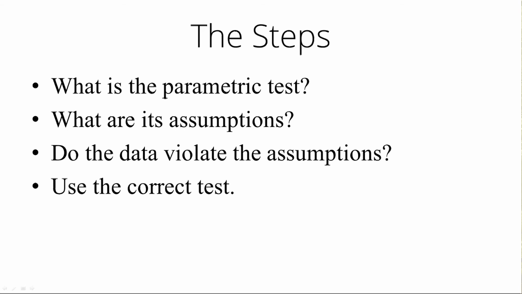First question you have to ask is, what is the parametric test that you would like to use? And we ask this question because the parametric test, if you are allowed to use it, is more powerful than the non-parametric tests. You're able to detect a false null hypothesis much better. But all parametric tests have assumptions. So the next question is, what are this test's assumptions? And then you check if the data violate those assumptions. And if the data do not violate the assumptions, then you get to use the parametric test. Otherwise, you have to use the less powerful non-parametric test.